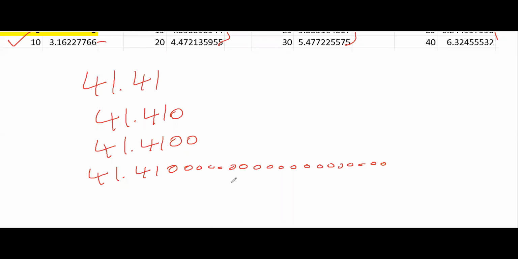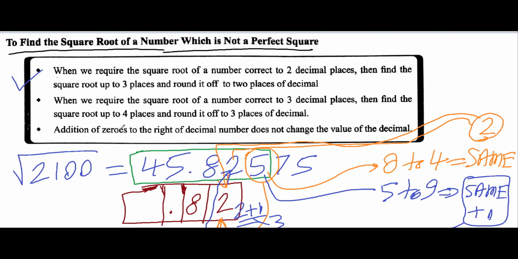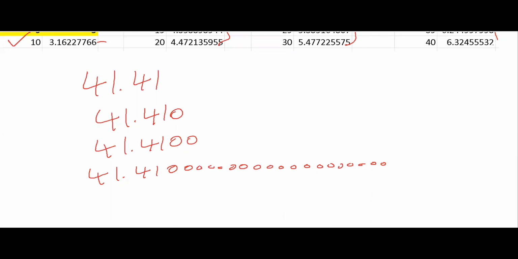Okay, so what is the third point? The third point is over here. Addition of zeros to the right of a decimal number does not change the value of the decimal. What I'm trying to explain here is that 41.41 you can write as 41.410 or 41.4100 or 41.41000000000000, as many times as you want. This number remains 41.41 only. Clear?